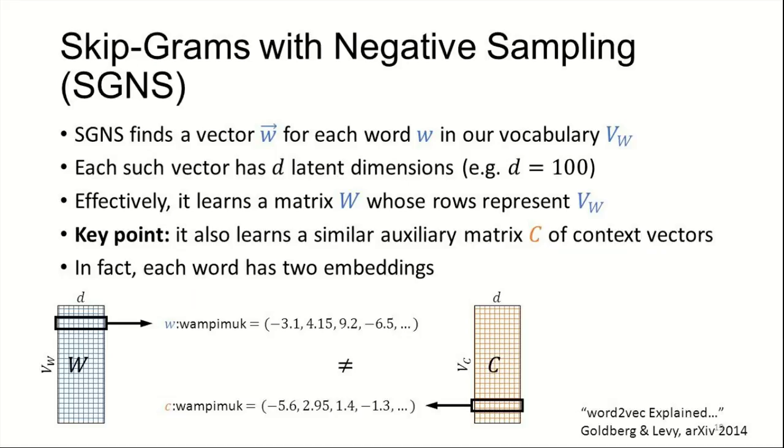It has been further explained here what exactly negative sampling and skip-gram are. For a vector W, for each word W in a vocabulary PW, each such vector has d latent dimensions.